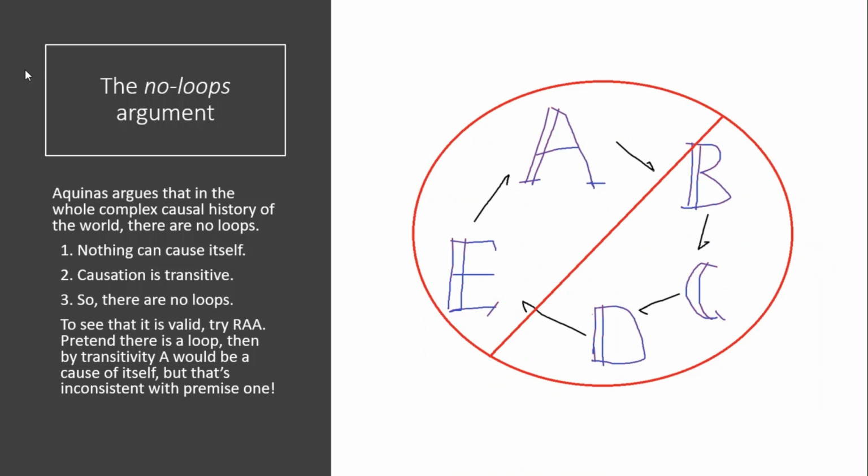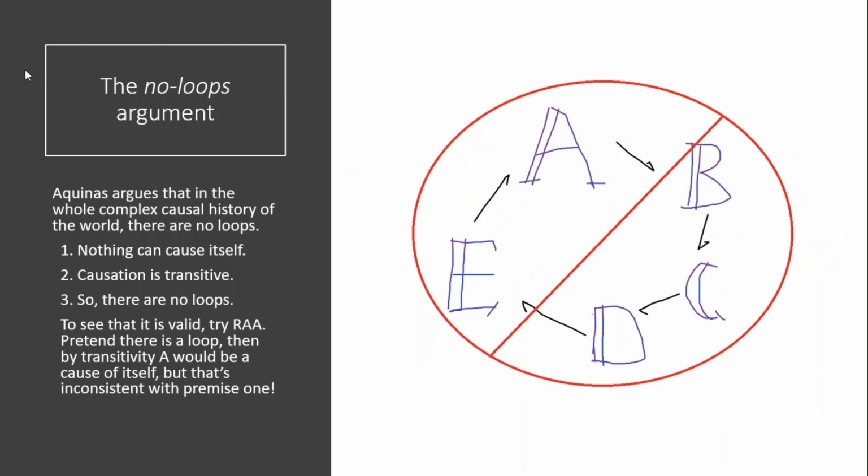Here's Aquinas' no loops argument. Aquinas argues that in the whole complex causal history of the universe, there are no loops. If you keep track of everything that ever was, all the causes those things had and all that they led to, no matter how much you zoom in, you'll never find a loop.